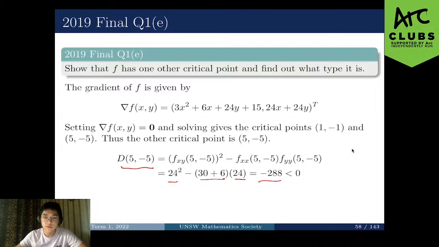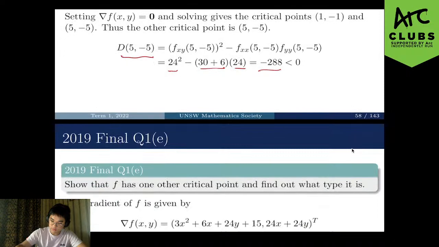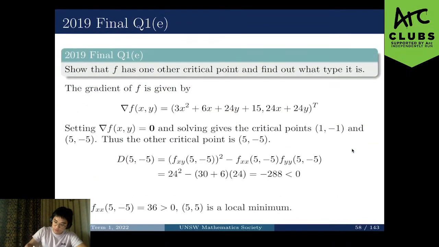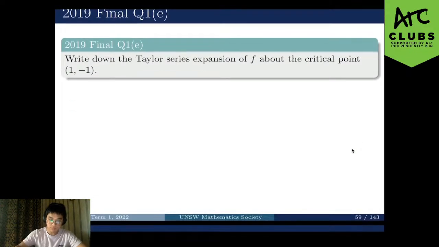So now we have to look at fxx. So we know that fxx is 30 plus 6, which is 36. And since that's greater than 0, by the second derivative test, (5, -5) is a local minimum.